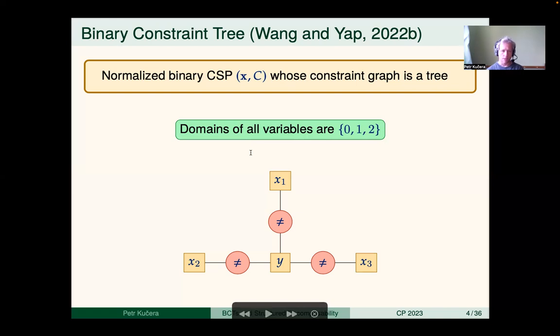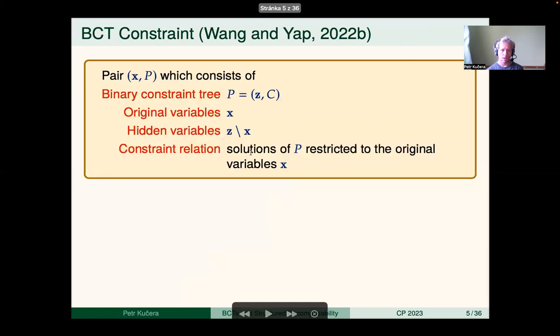So for example, in this picture, we have 4 variables with domains 0, 1, and 2, and 3 relations between the pairs x1 and y, x2 and y, and x3 and y. Each of these relations states that the respective variable xi is not equal to the variable y. Then we have a CSP on 4 variables. This is a binary constraint tree.